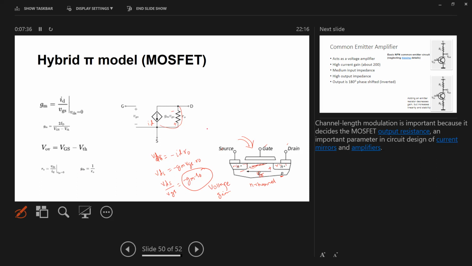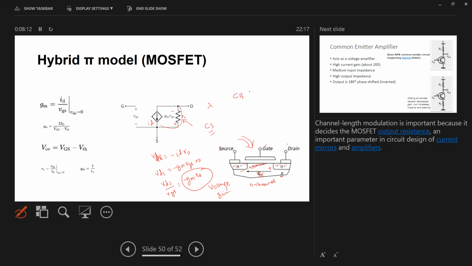There is one more parameter: your output resistance is a function of channel length modulation. Channel length modulation, indicated by lambda, is important because it decides the MOSFET output resistance RO in the circuit design when you design current mirrors, amplifiers, and other circuits. So it is a very important quantity. I hope you enjoyed this short tutorial about deriving an equivalent hybrid pi model for your MOS transistor. This is for the common source configuration.